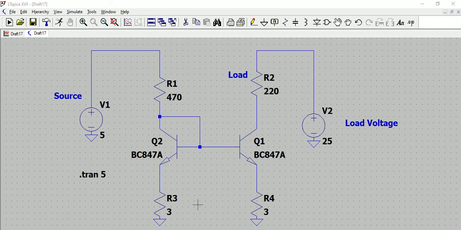Hello all. The circuit that we see in this video is called a current mirror circuit, which got its name from its functionality, where the current that is flowing into the collector of a particular transistor is equal to the current that is flowing into the collector of the other transistor. So how that happens, what actually leads to that functionality, we will see here.